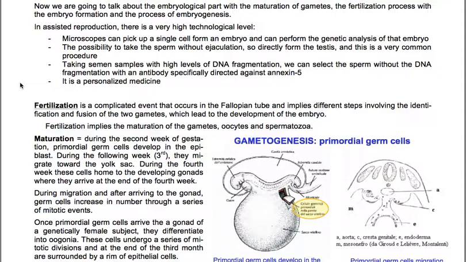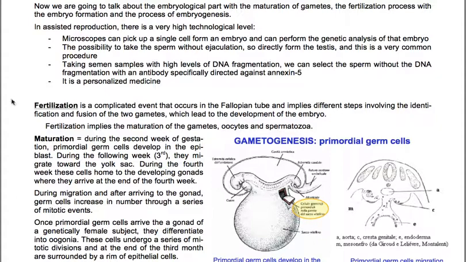Fertilization is a complicated event that occurs in the fallopian tube and implies different steps involving the identification and fusion of two gametes, which lead to the development of the embryo. Fertilization implies the maturation of the gametes, oocytes, and spermatozoa.